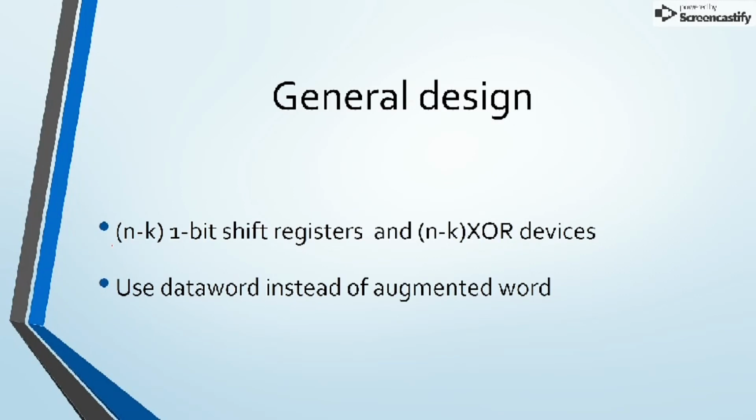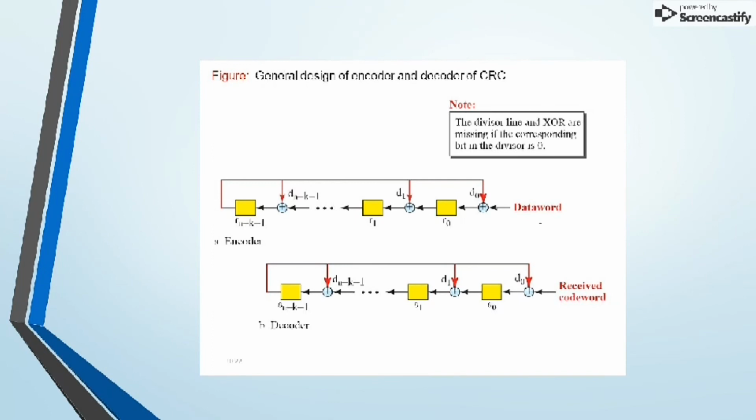General design. We have n-k 1-bit shift registers in both the encoder and decoder. We have up to n-k XOR devices, but the devices normally have several zeros in their pattern. Then, different from the previous example, we use the data word instead of the augmented word.